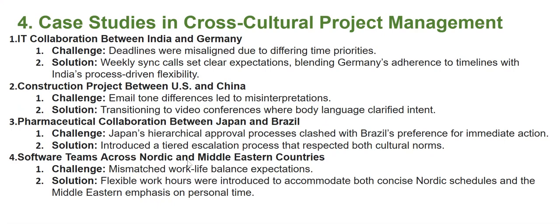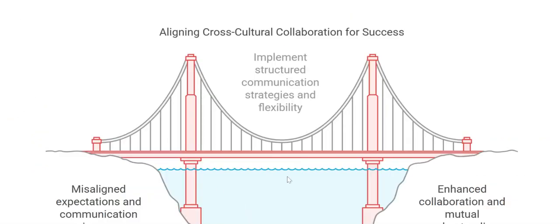Software teams across Nordic and Middle Eastern countries, the challenge is mismatched work life balance expectations. Solution resolution for that: flexible work hours were introduced to accommodate both concise Nordic schedules and the Middle Eastern emphasis on personal time. And here is a summarized diagram on aligning cross-cultural collaboration for success. We have misaligned expectations and communication issues, implement structures, communication strategies and flexibility, enhance collaboration and mutual understanding.